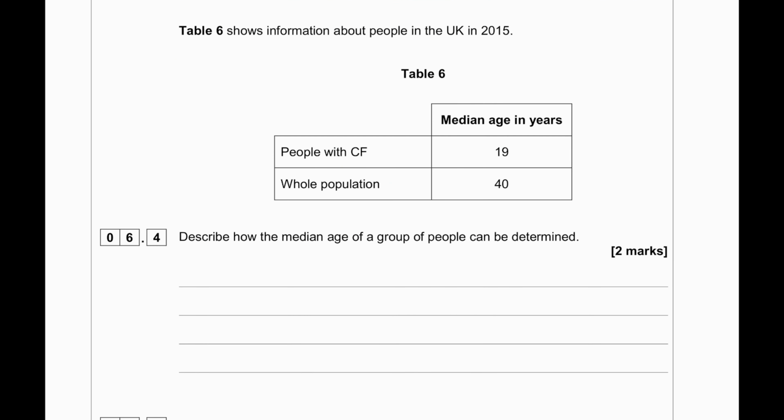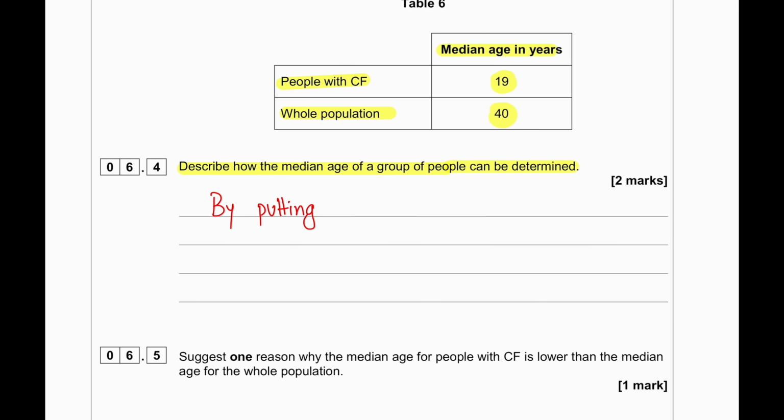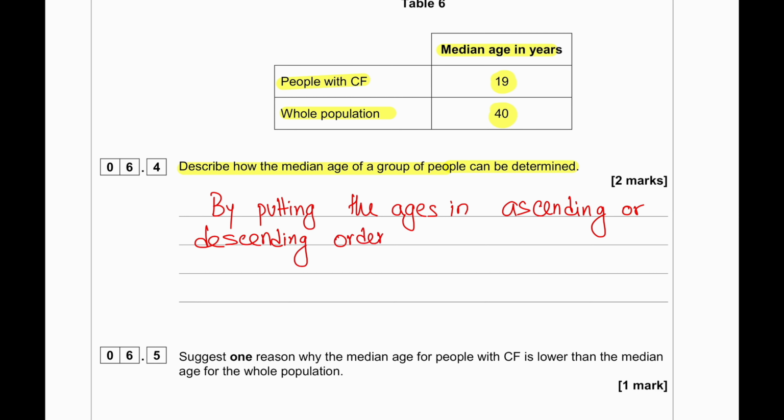Table 6 shows information about people in the UK in 2015. People with cystic fibrosis: median age in years 19, and the whole population: median age in years 40. Describe how the median age of a group of people can be determined. We can put the ages in ascending or descending order, and then find the middle value, which will give us the median age.